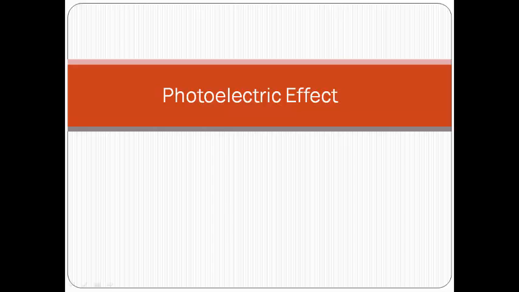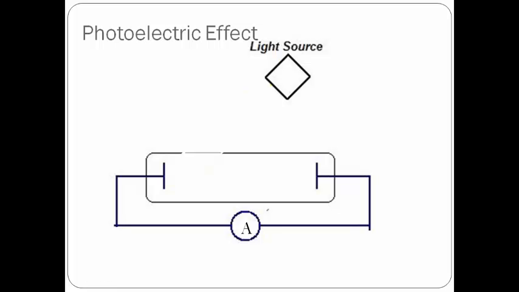Hey guys, in this video we are going to discuss the photoelectric effect. Now before we go to the definition part, let us see what actually happened and then draw conclusions, and then we can go to the definition part. So for a given setup like this, when light was incident on a metal plate, current was observed in the external circuit.